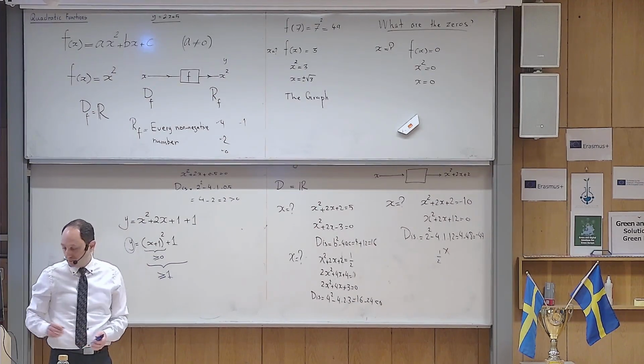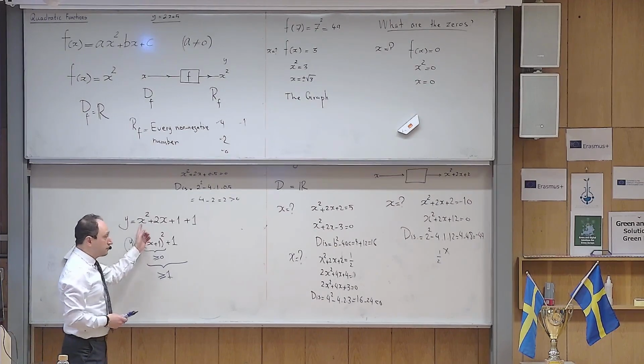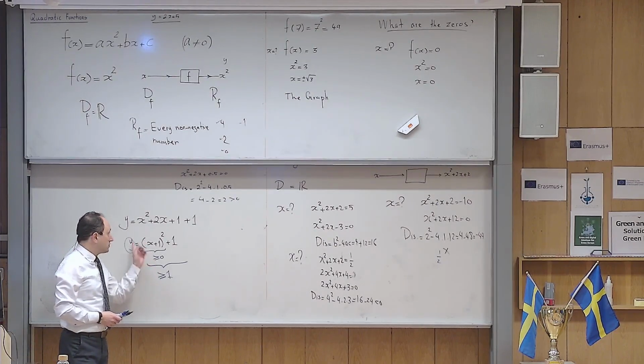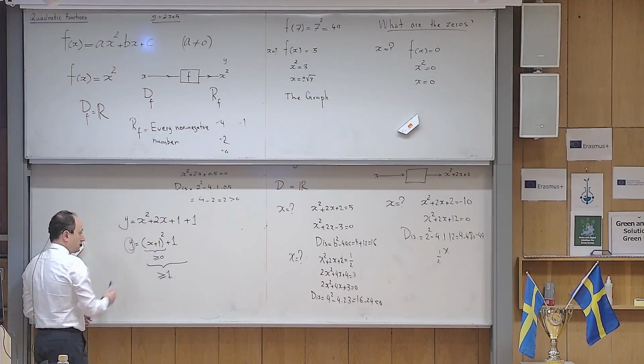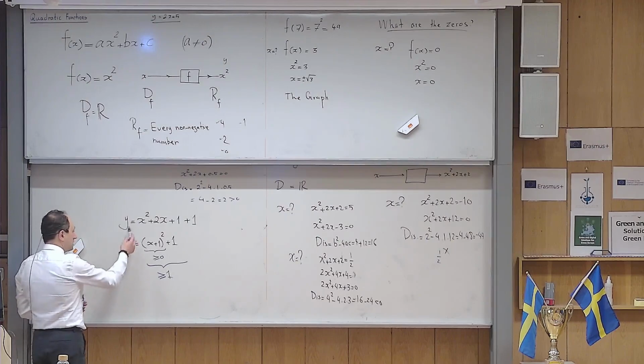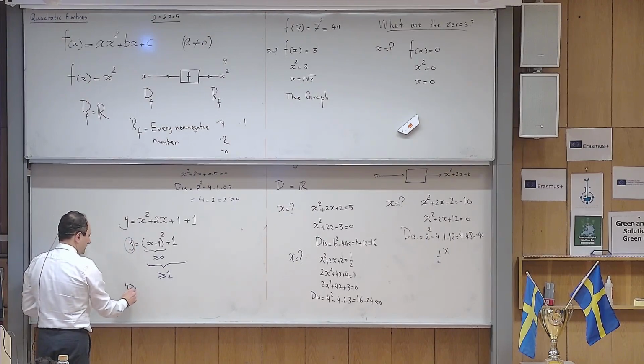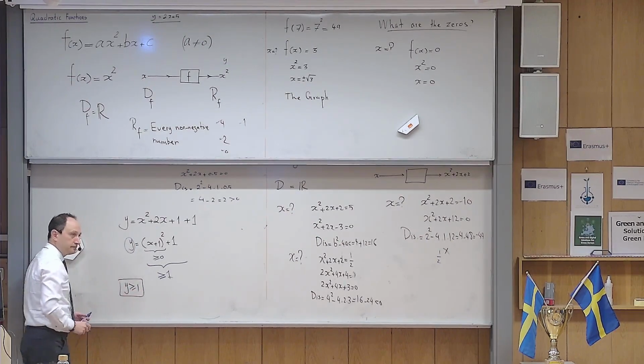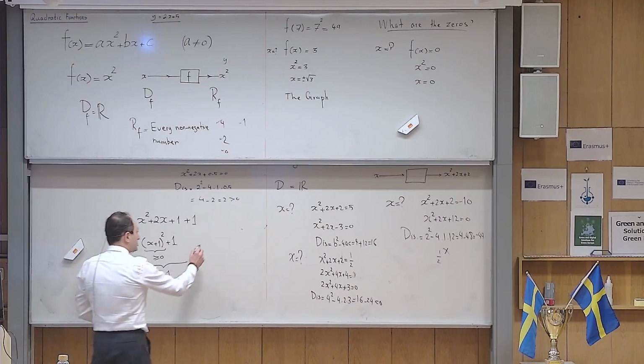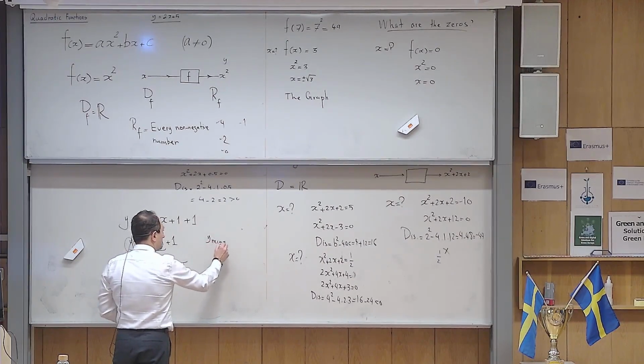Understandable? So what is the range of this function? The range of this function is all possible values y greater than or equal to 1. So this is why this is the range. If I ask you what is the range of this function, what I expect you to write is this. Okay, if I ask you what is the minimum of y, what is the minimum of y?